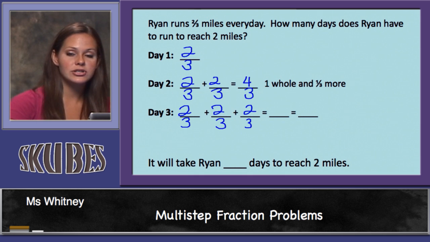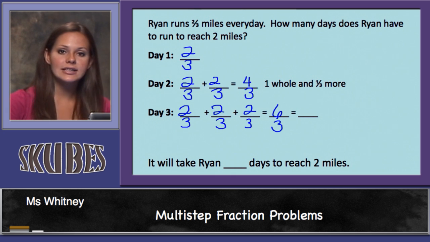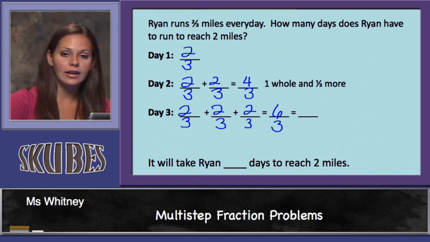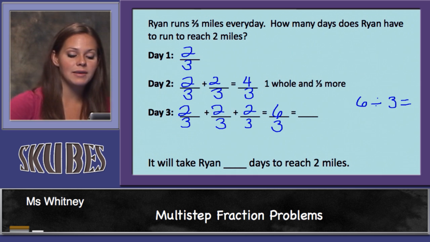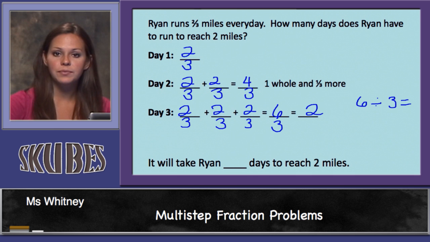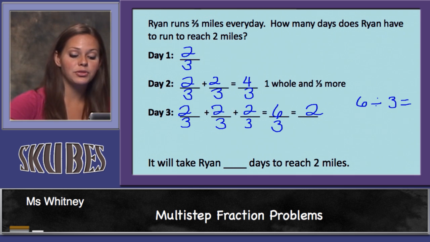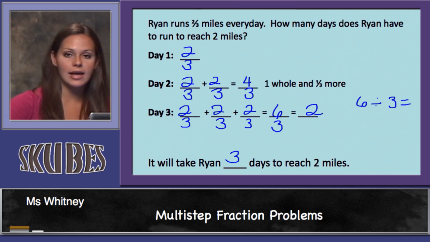We'll add our numerators, 2 plus 2 plus 2, which is 6, and keep our denominator the same, so we have 6/3. So by day 3, Ryan has run 6/3 miles. To turn 6/3 into a whole number, we can look at 6/3 as 6 divided by 3. 6 divided by 3 equals 2. So Ryan has run 2 whole miles. It takes him 3 days to reach 2 miles.